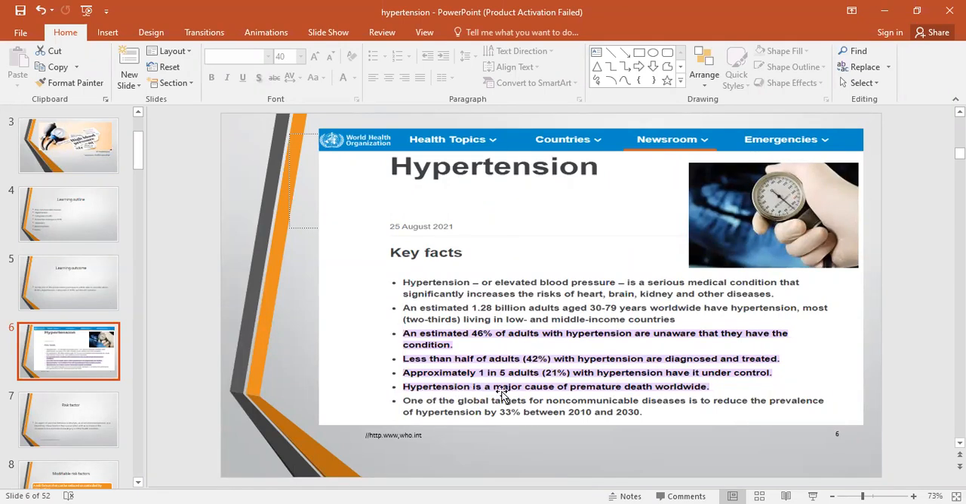Hypertension is a major cause of premature death worldwide. One of the global targets for non-communicable disease is to reduce the prevalence of hypertension by 33% between 2010 and 2030.